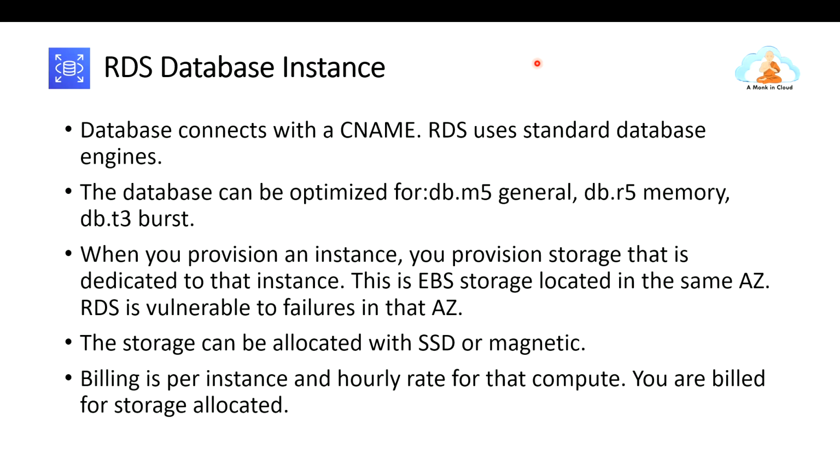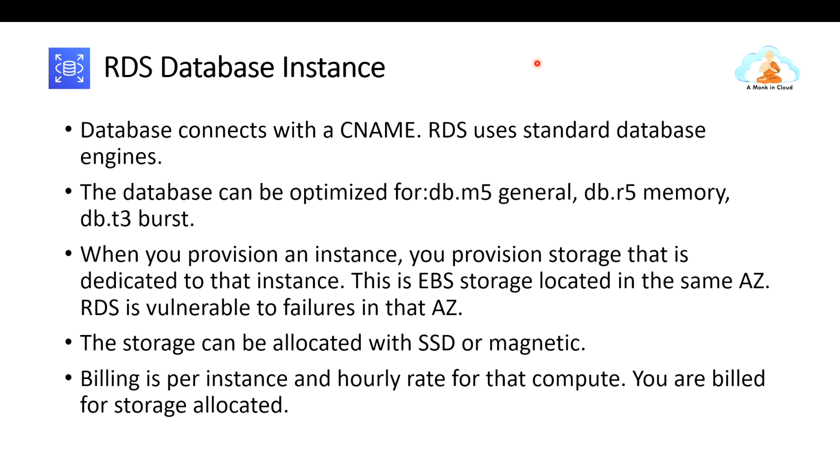RDS uses standard database engines. Okay, the database can be optimized with db.m5 for general use, db.r5 for memory, and db.t3 for burst. So if you're going for general usage, go with db.m5. If you want more memory, then go with db.r5, which is memory optimized, and for burst optimized, it is db.t3.